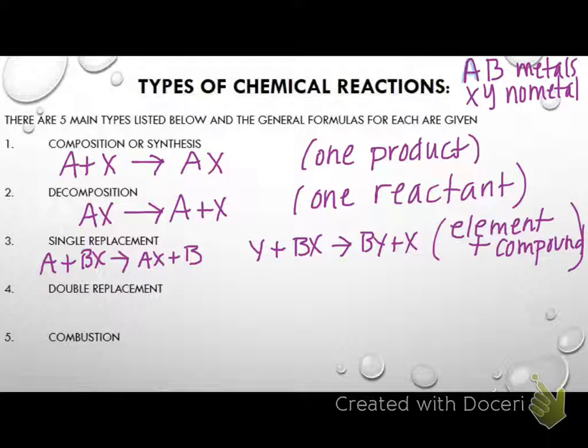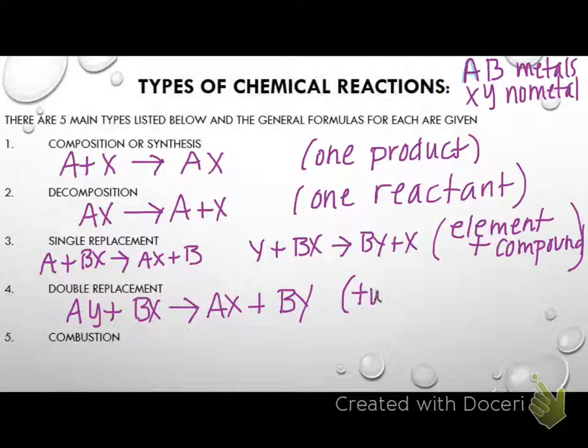A double replacement is going to be two compounds, specifically two ionic compounds. So I would have AY plus BX yields AX plus BY. So they switch places. The positives and the negatives still have to go together. So you would recognize this by the fact that there are two compounds on both sides of the equation. Those are just some key ways to recognize when you see an equation what type you have.